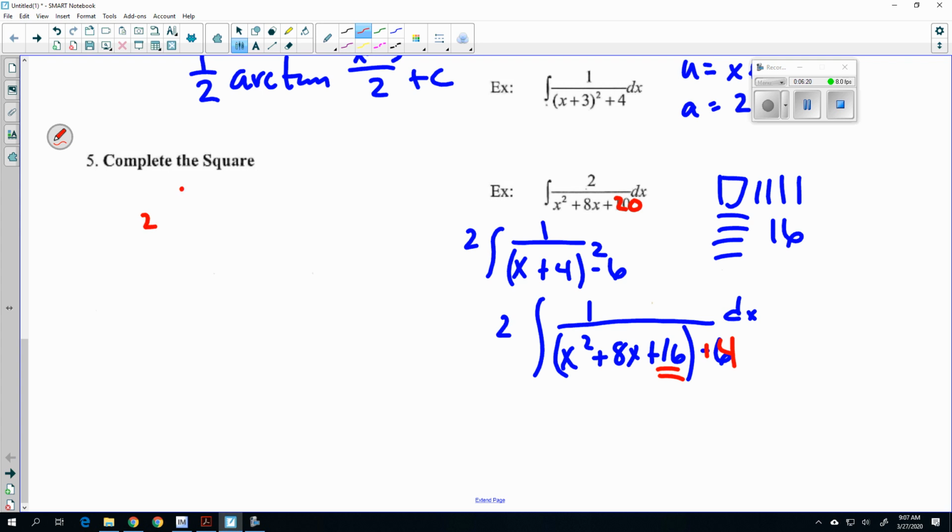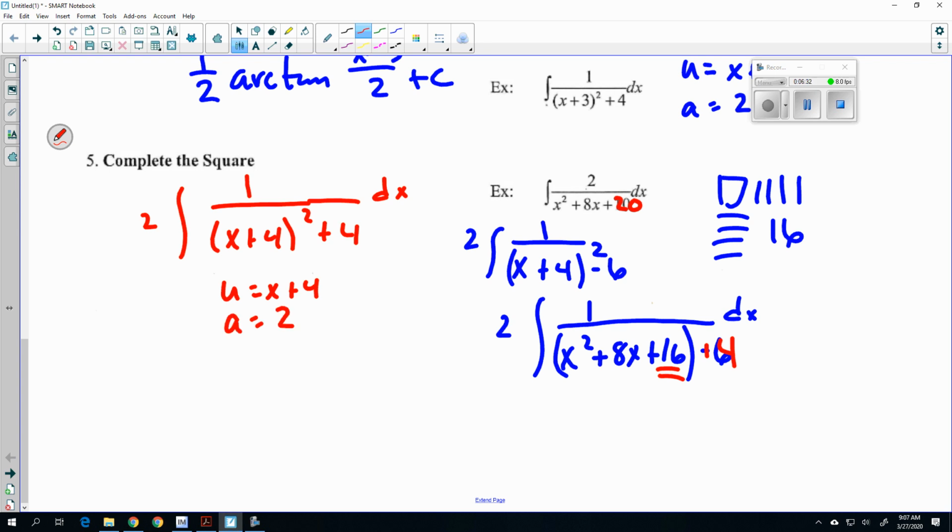So if I'm looking at that integral now in a factored form, it again looks like the inverse tangent. u is x plus 4. Notice du is just dx. And my a is 2. So there's the 2 that I took out from the numerator. Here's the 1 over a. And then I've got arctangent of u over a plus c.